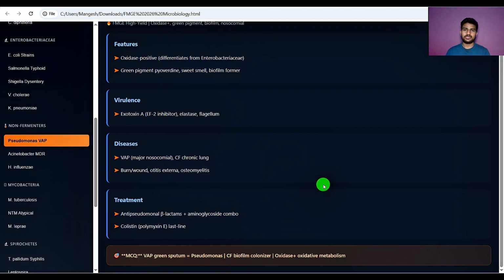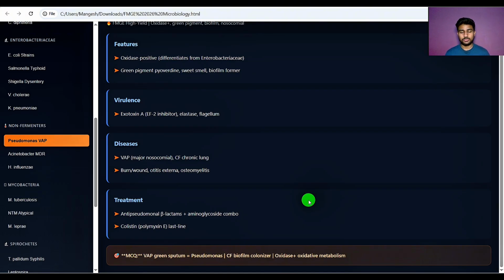Treatment, we can give the patient colistin. Colistin is a polymyxin E, and it is not the first line treatment. The first line treatment is anti-pseudomonal beta-lactams plus aminoglycosides combination. So we have to give the combination therapy here, and colistin we can give, but that is not the first line treatment.